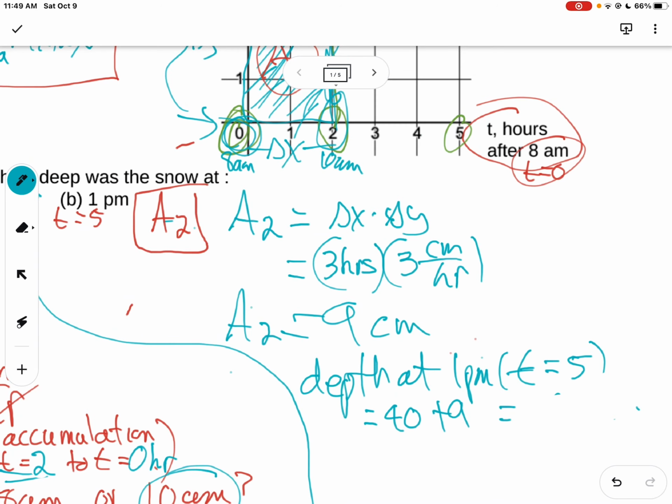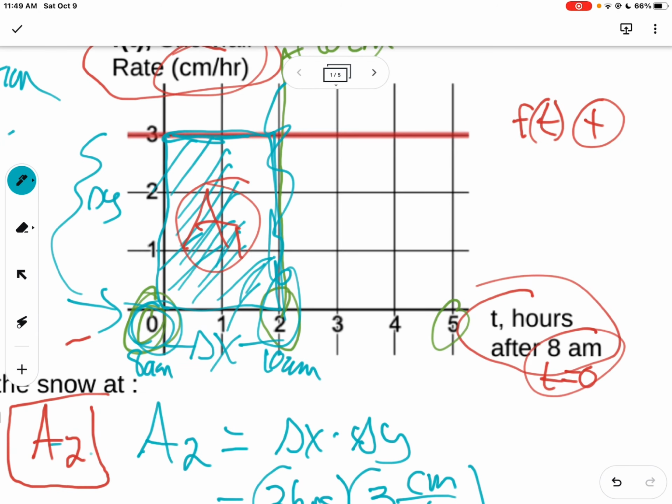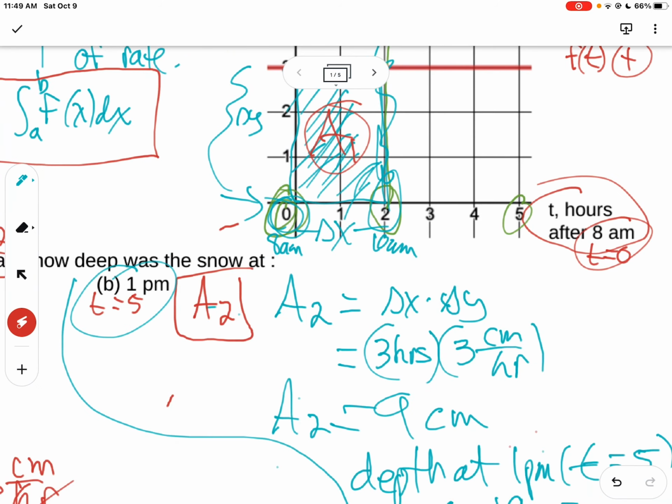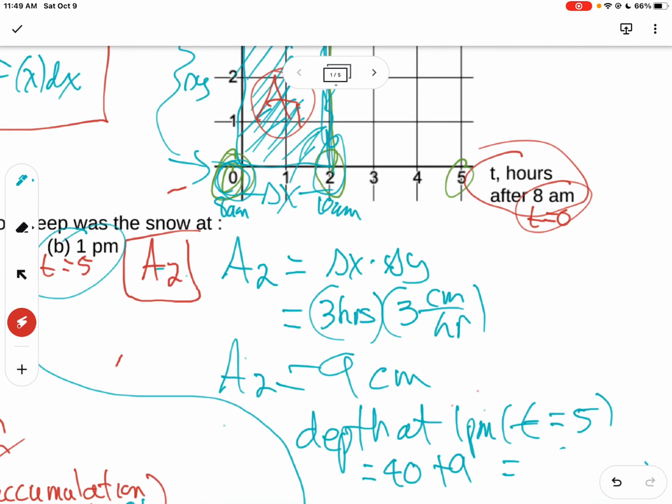Okay. All right, so now let's look at it. That's the hard one, by the way. Now we're going to try and figure out the depth at 1 p.m. So in this case, I'm going forwards in time, right? I start at 2 hours, and I'm going to look at how much snow accumulated from 2 to 5. I had to look at 2 to 0 before. So I'm going from 2 all the way to 5. So to me, that looks like a delta x of 3 hours, from 2 to 5. And we're going to the right, so that's positive.